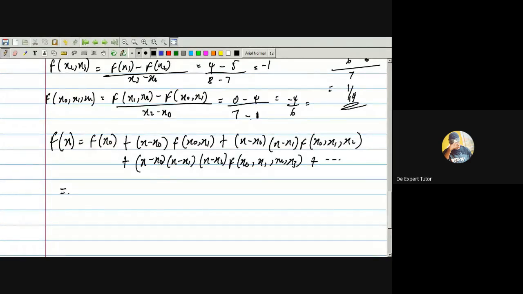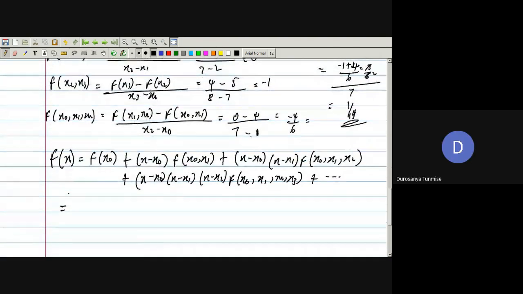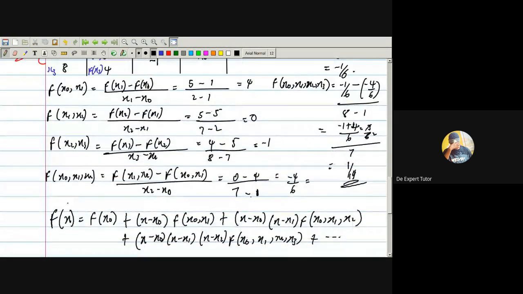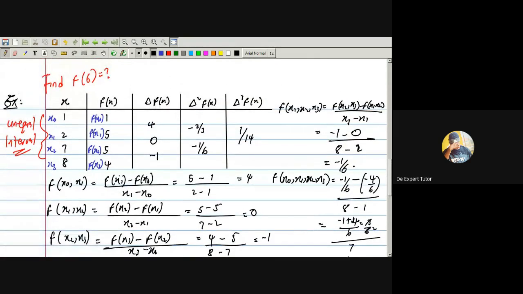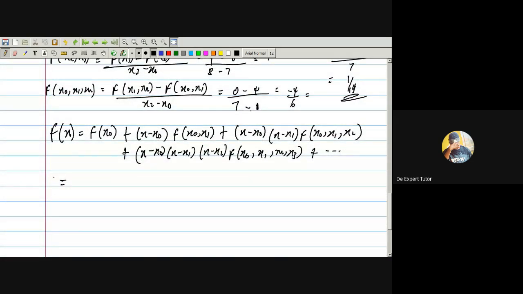Now, what is my f of x naught? That's 1. Good. Just follow this pattern. We don't say maybe that the f of c we are looking for is between anymore. You see, this one has x1, x2, x3, x4. So whenever I'm looking for f of x1, I'll just pick whatever I'm having here. Just pay attention. Remember what I'm looking for.